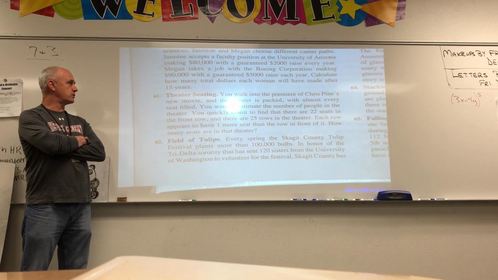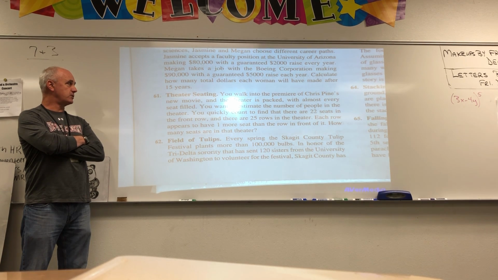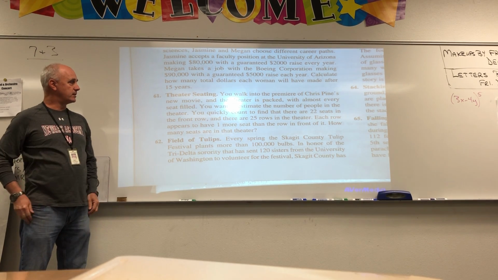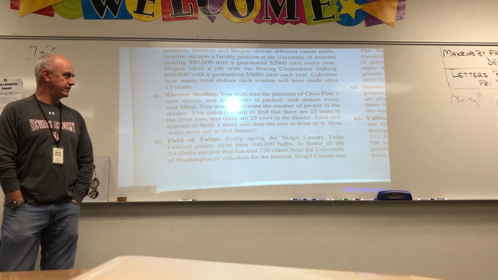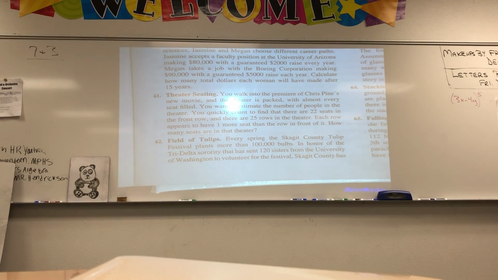Walk into the premiere of Chris Pine's new movie. The theater is packed with almost every seat filled. If you want to estimate the number of people in the theater, you quickly count to find that there are 22 seats in the front row, and there are 25 rows in the theater. Each row appears to have one more seat than the row in front of it. How many seats are in the theater?